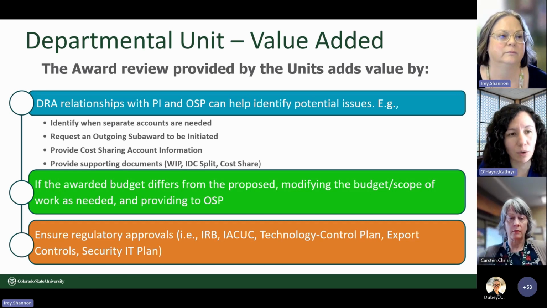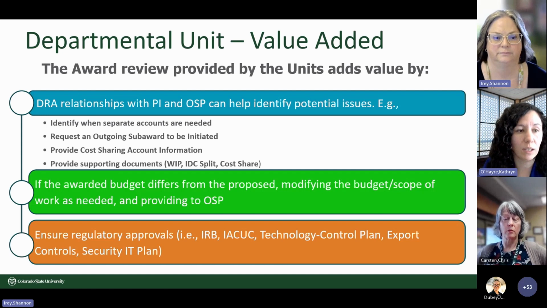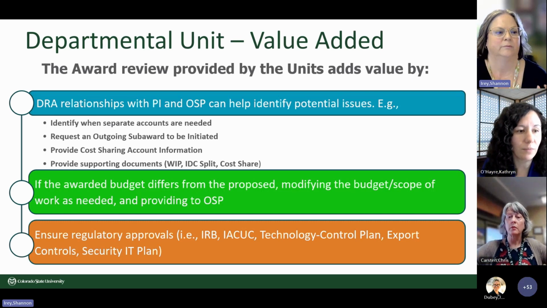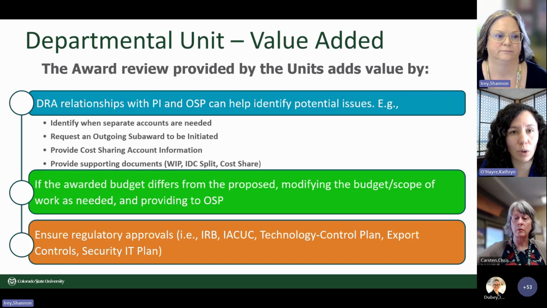Now looking at the added value of the department, you have that close relationship, hearing the day-to-day from the team, from the PI, so you can best identify those issues, whether accounts need to be separated, if there's an outgoing sub that needs to be initiated or managed, what is the cost share information and how is that being handled and kept up with? Are there any other supporting documents that need to be submitted? So we have WIP on here, work in progress accounts, IDC splits, cost share, all those are needed for this setup period.